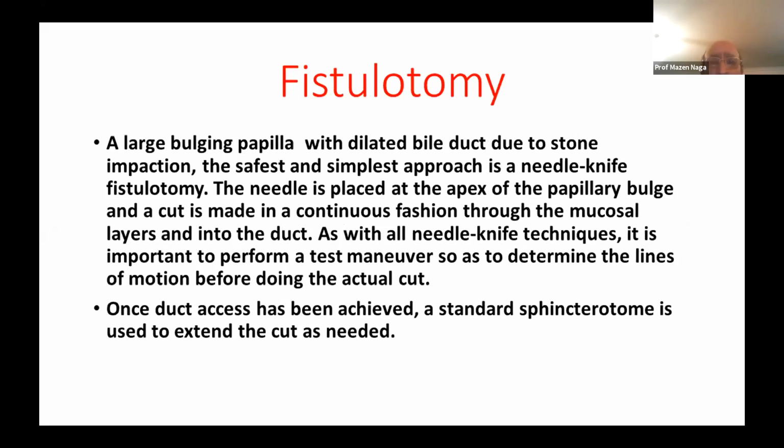The safest and simplest approach is needle knife fistulotomy. The needle is placed at the apex of the papilla and the cut is made in continuous fashion through the mucosal layers and into the duct. As with all needle knife techniques, it is important to perform a test maneuver to determine the direction of motion before doing the actual cut. Once the duct axis has been achieved, standard sphincterotomy can be applied to increase the opening.